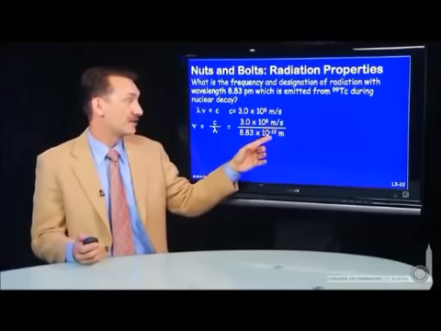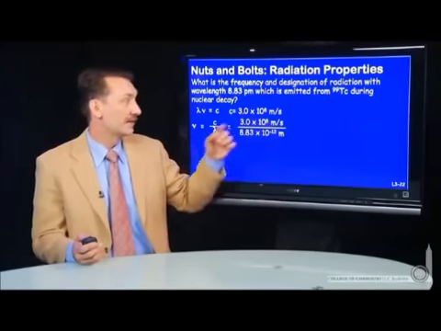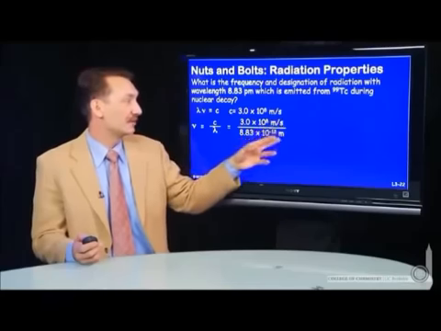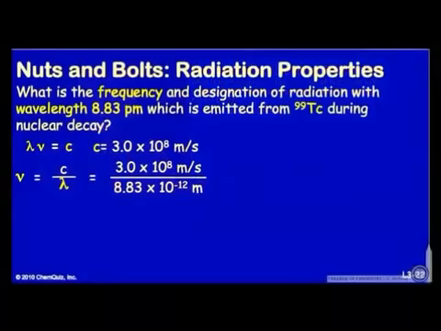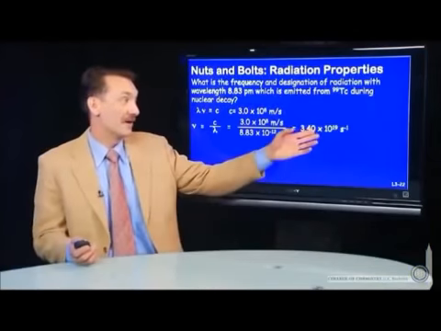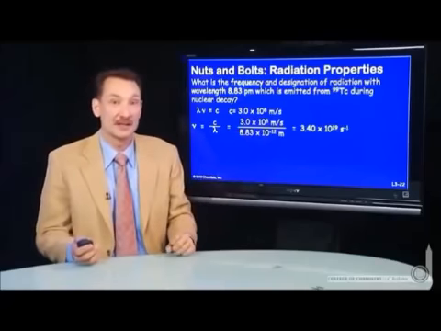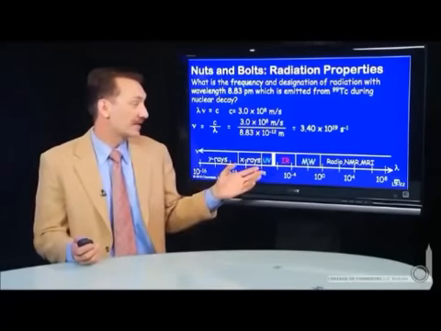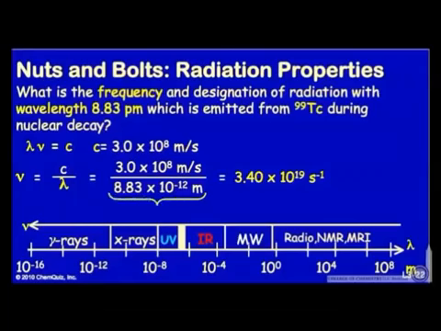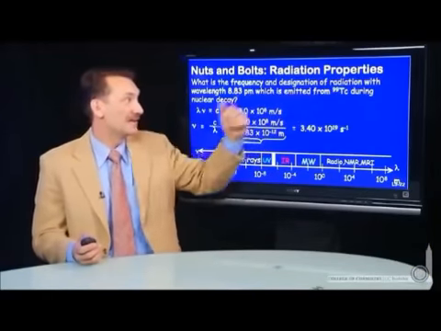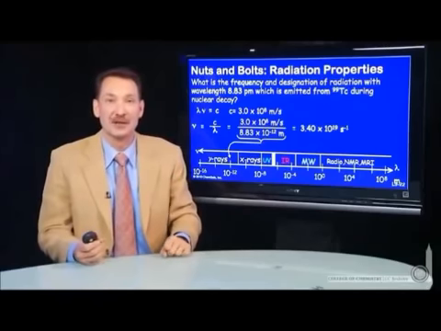8.83, and now I've written 10 to the minus 12th meters because my speed of light has the units of meters per second, so I want all my units to be the same. I can do that division. 3.4 times 10 to the 19th reciprocal seconds, or 3.4 times 10 to the 19th hertz. So very, very, very high frequency, very short wavelength as we'd expect. What region of the electromagnetic spectrum does that correspond to? Well, this wavelength in picometers is firmly in the gamma wave region of the spectrum. So we have gamma waves emitted from technetium-99 during its nuclear decay.